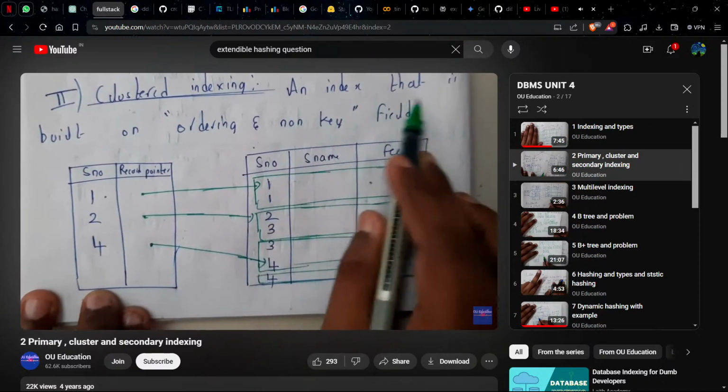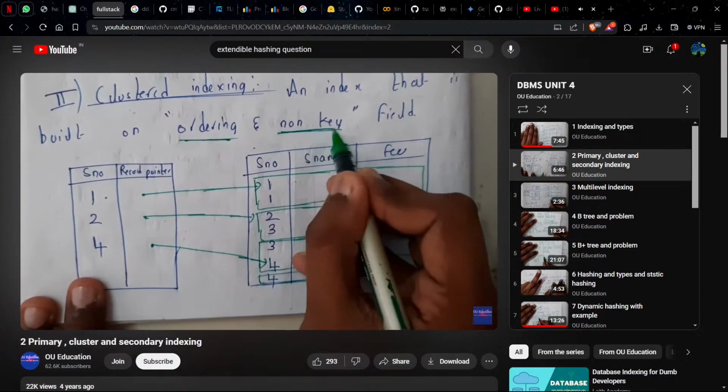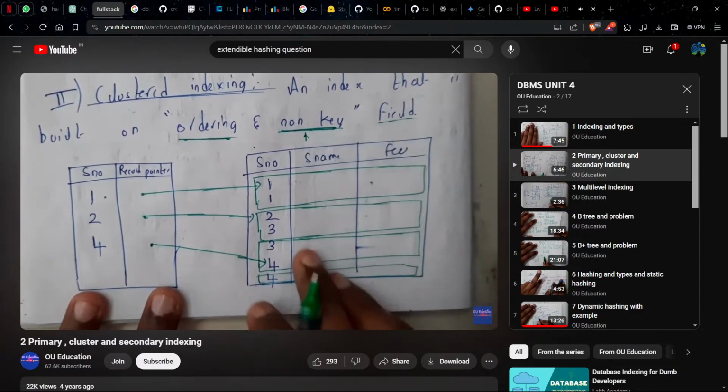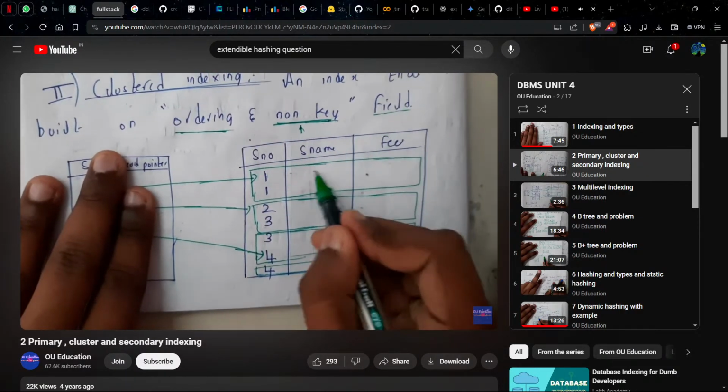A cluster index is an index that is built on ordering, same as primary, but non-key. Non-key means that it can be anything. It can repeat, it can have duplicates, and there are many options for it. So this is our database, divided according to these details.